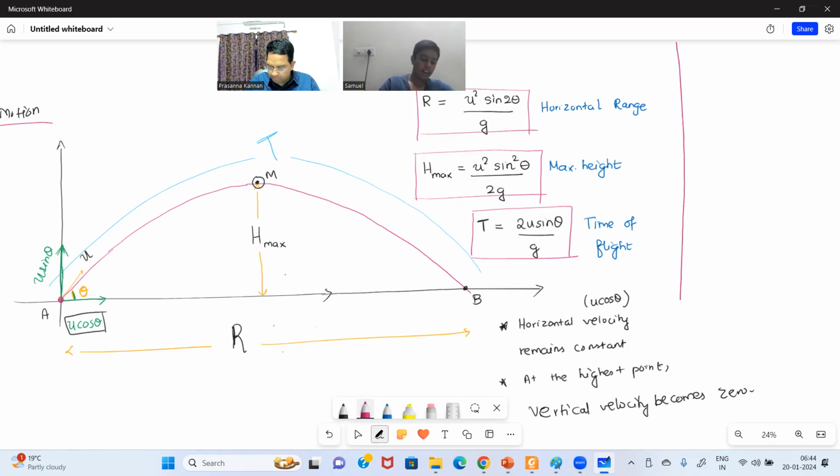Then a couple of other points are for complementary angles of projection.